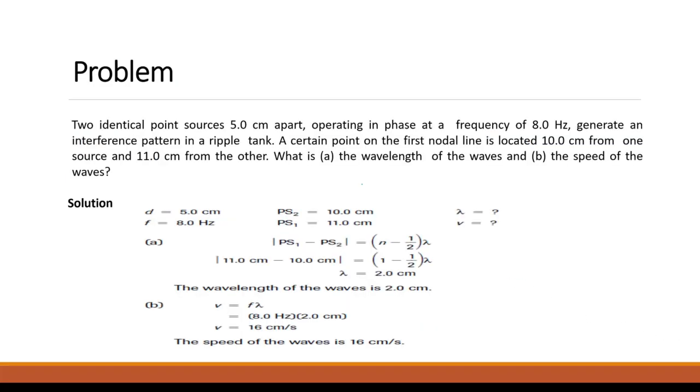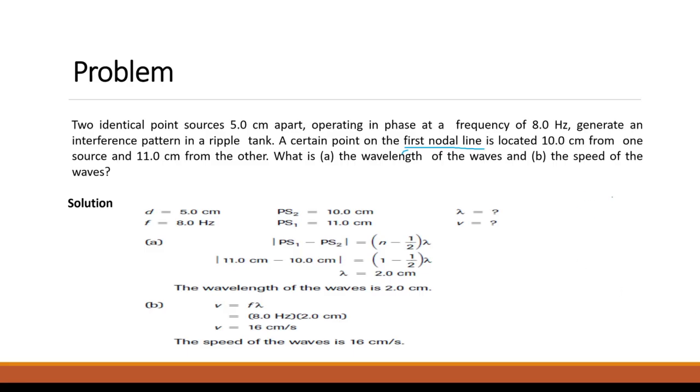So let's take a look at a problem. Two identical point sources 5 centimeters apart, operating in phase at a frequency of 8 Hz, generate an interference pattern in a ripple tank. A certain point on the first nodal line is located 10 centimeters from one source and 11 centimeters from the other. A, what is the wavelength of the waves? And B, the speed of the waves.